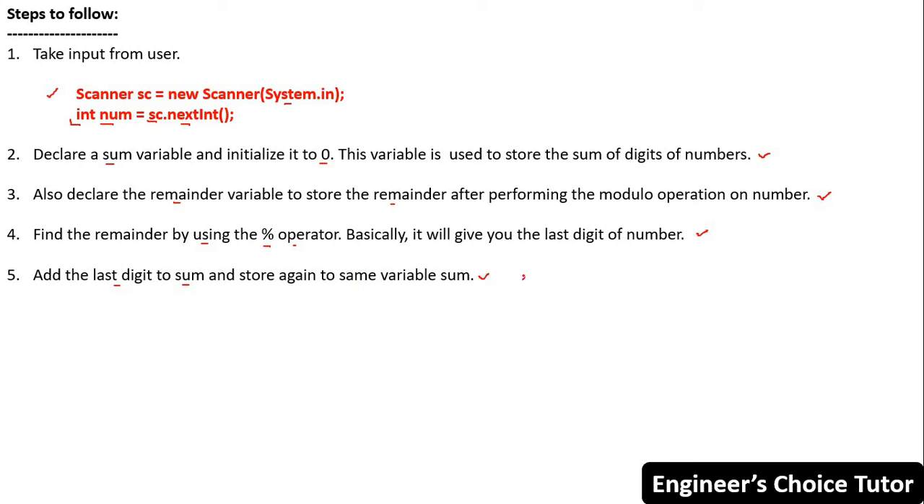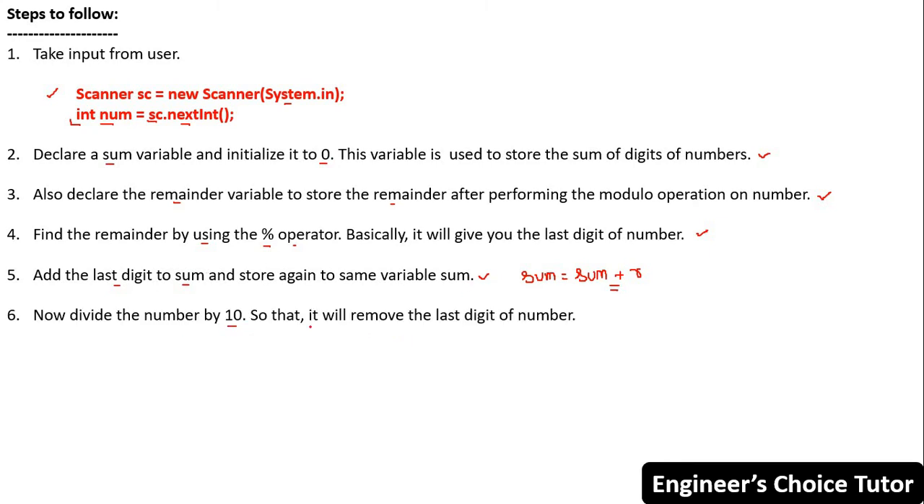Fine. Now, the fifth step is add the last digit to sum and store it again in the same variable sum. That also we have done, right? I have shown you the expression sum is equal to sum plus remainder, right? That is what I'm mentioning here. Now the sixth step is divide the number by 10 so that it will remove the last digit of a number. And the seventh step is repeat the steps from 4 to 6 until the number becomes 0.